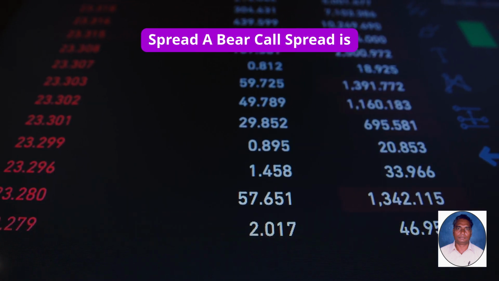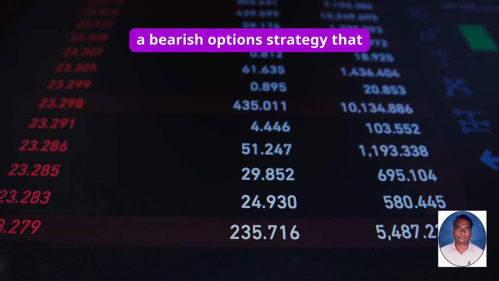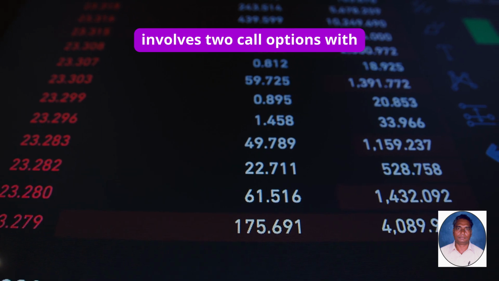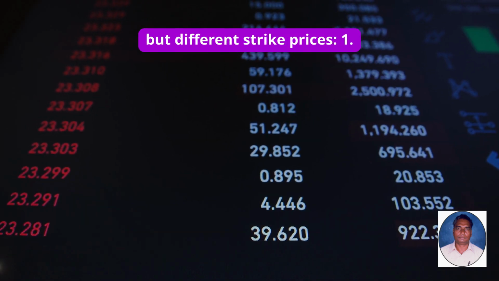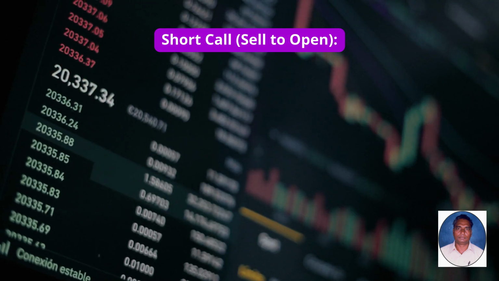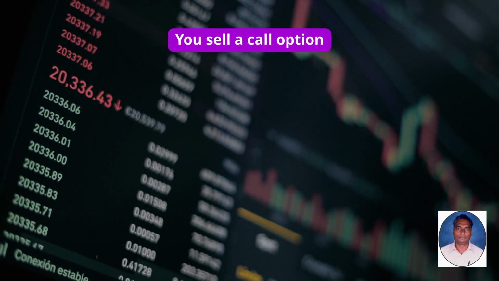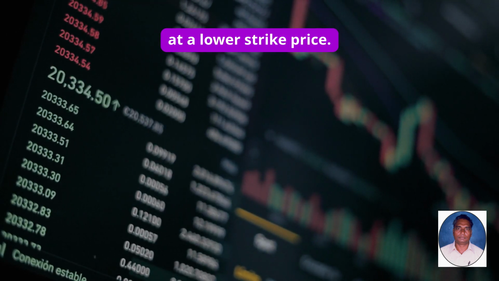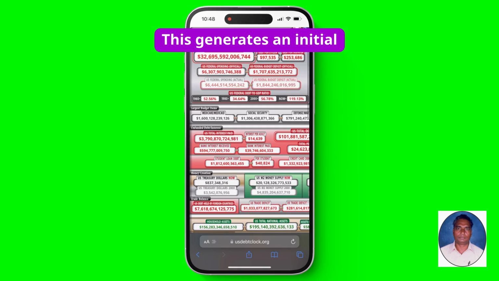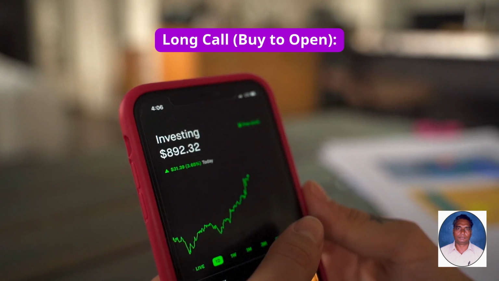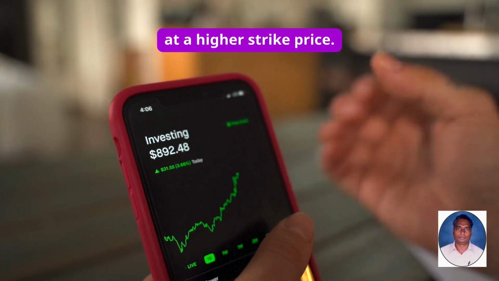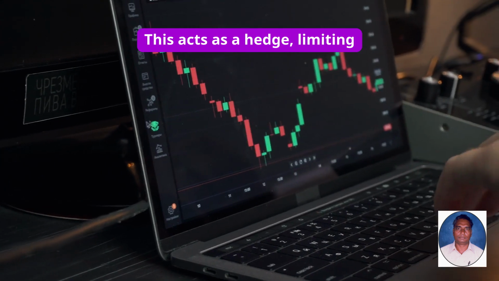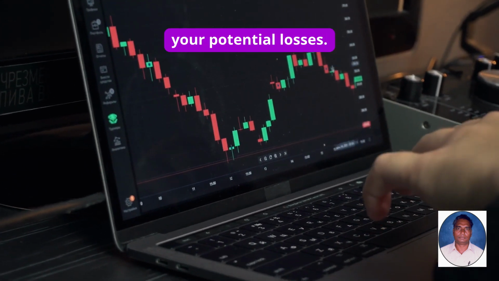Understanding the bear call spread. A bear call spread is a bearish option strategy that involves two call options with the same expiration date but different strike prices. 1. Short call, sell to open. You sell a call option at a lower strike price. This generates an initial credit for your account. 2. Long call, buy to open. You buy a call option at a higher strike price. This acts as a hedge, limiting your potential losses.